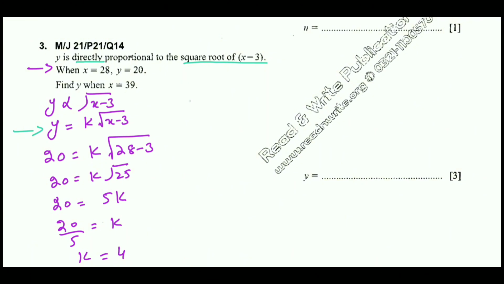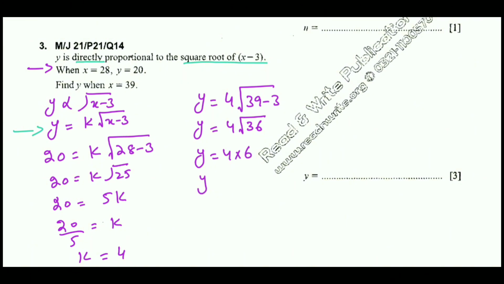So what we will do here? x is equal to 39, y is equal to 4 under root 39 minus 3. y is equal to 4 under root 39 minus 3, which is 36. y is equal to 4 into under root 36, which is 6, so y is equal to 24. So we got our answer as 24.